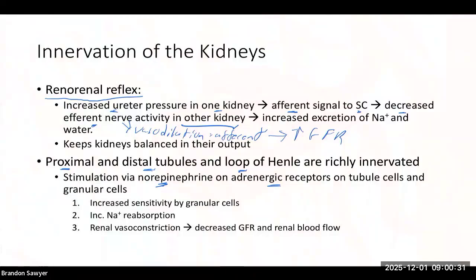And so what are some effects of this? This is really sympathetic nervous system activity. We're activating the sympathetic nervous system. So what are some effects of that? Number one, we would increase the sensitivity of those granular cells, making them more likely to respond and release renin if there's a decrease in flow.